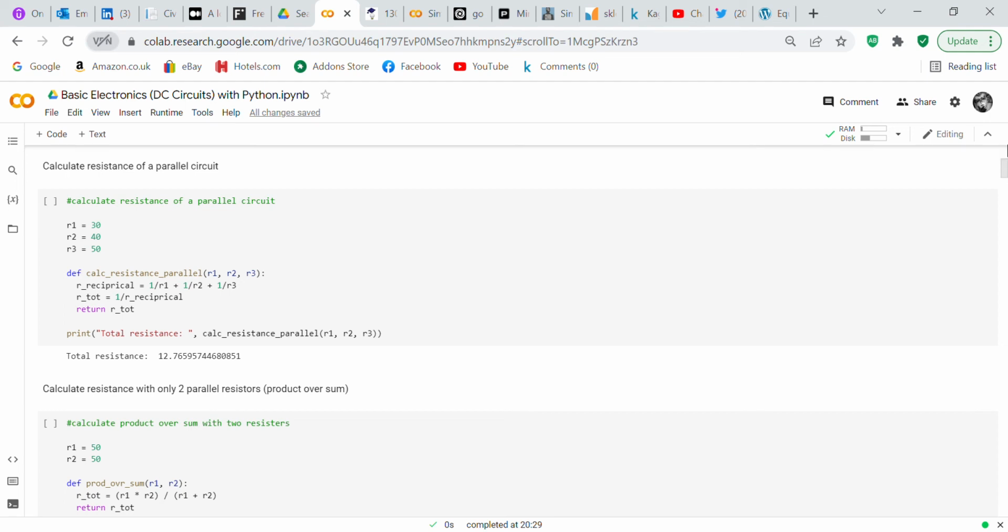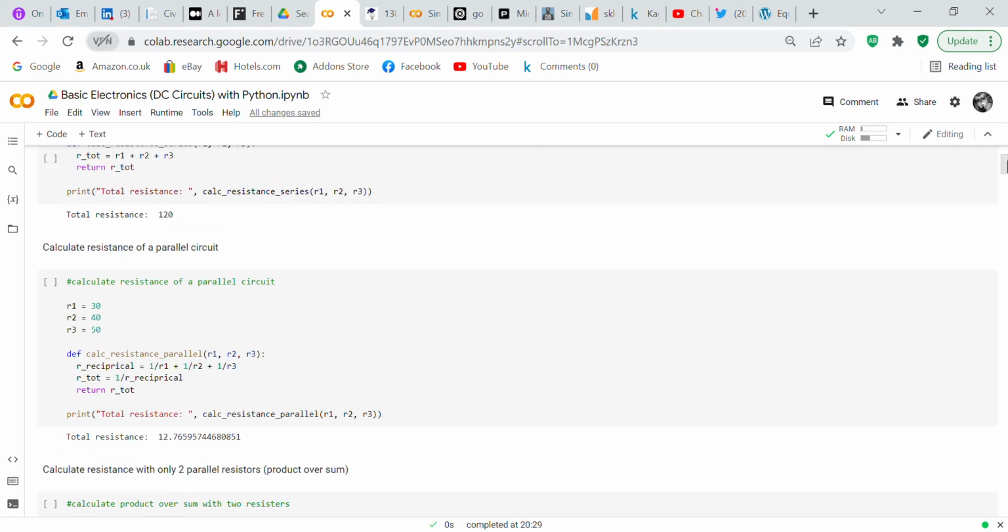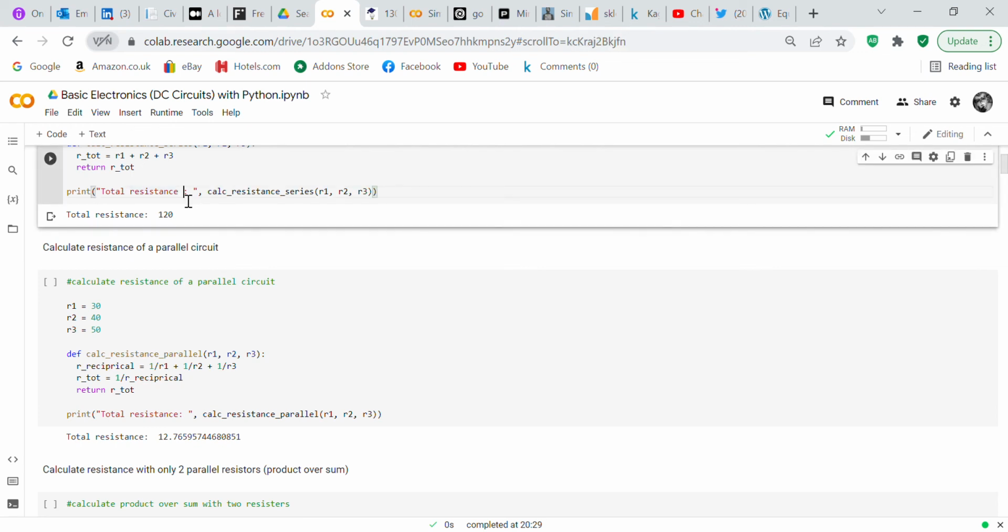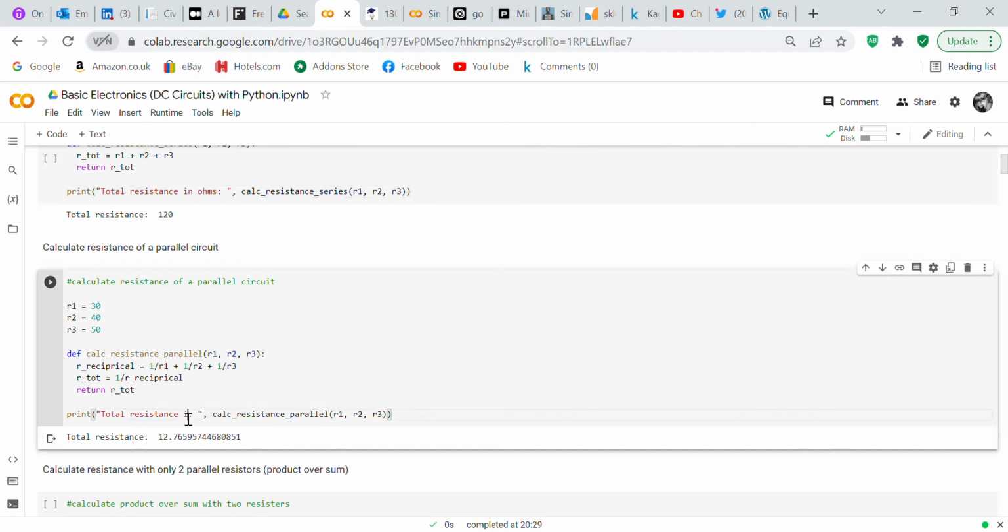But what I want to do here is I just want to clarify something. It should be total resistance in ohms. So that should be total resistance in ohms.